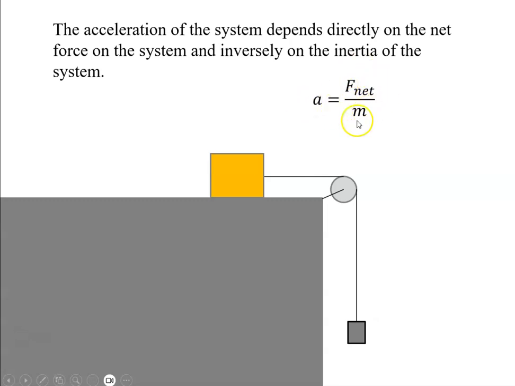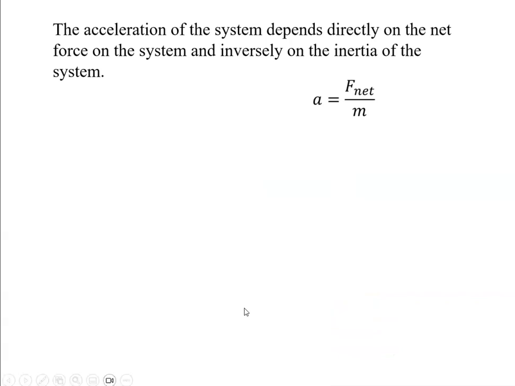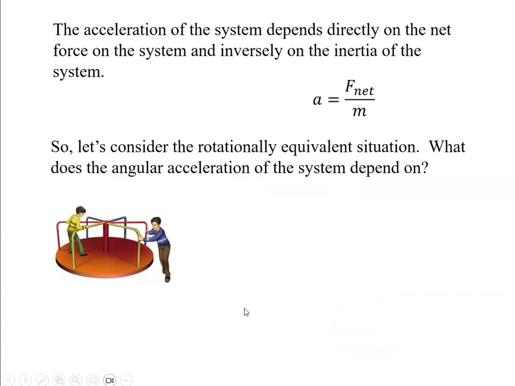Well, actually, even if there is friction, it's the net force. So let's say there's no friction here, and the net force is just the weight of this. What about a system where we have rotation going on? What's the rotational equivalent to this?